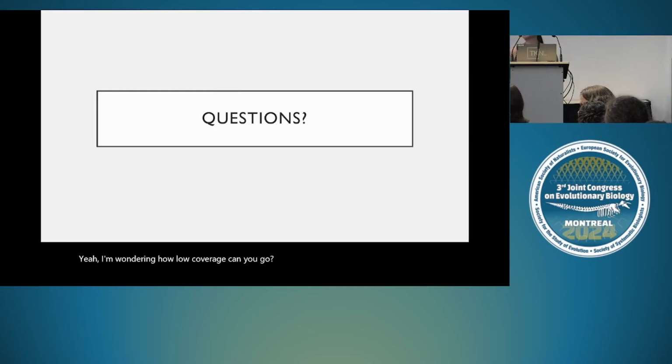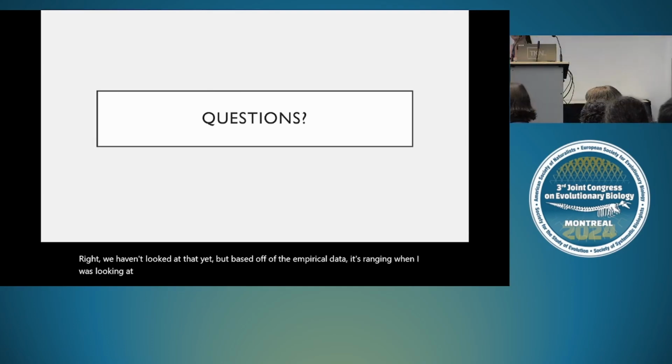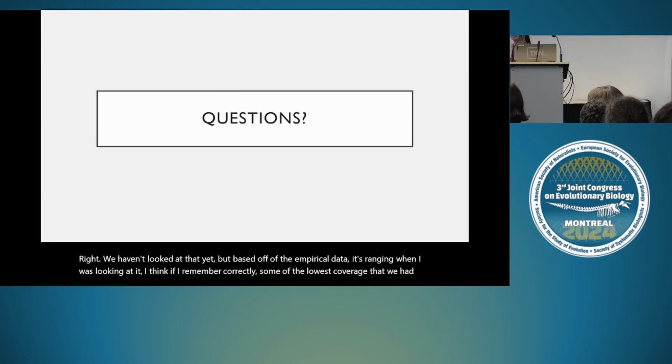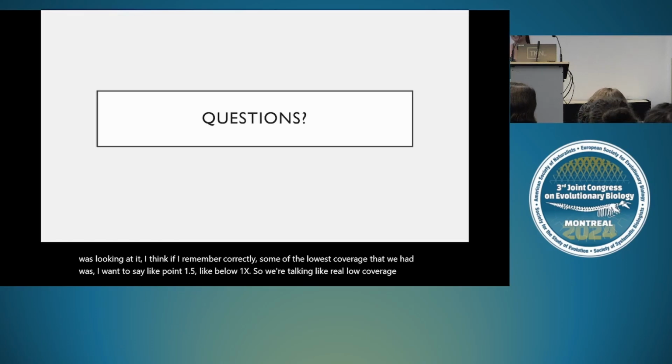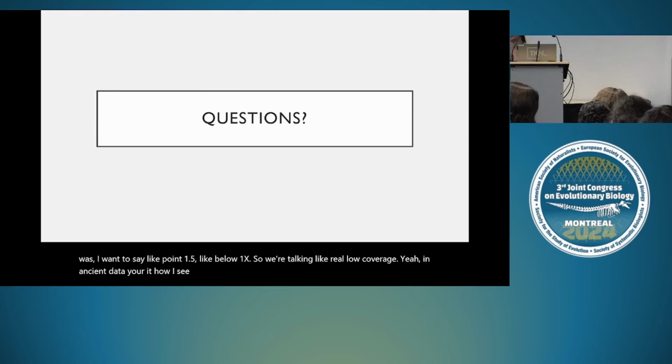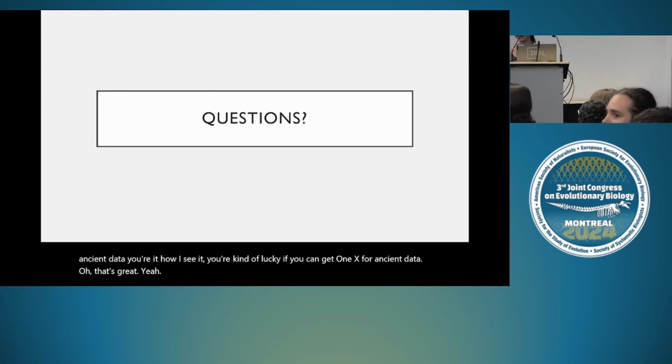Right, we haven't looked at that yet, but based off of the empirical data, it's ranging. When I was looking at it, I think, if I remember correctly, some of the lowest coverage that we had was, I want to say, like 0.1, 0.5, so like below 1x. So we're talking like real low coverage. Yeah, in ancient data, how I see it, you're kind of lucky if you can get 1x for ancient data. This is good, that's the range of my data. Oh, that's great, yeah.